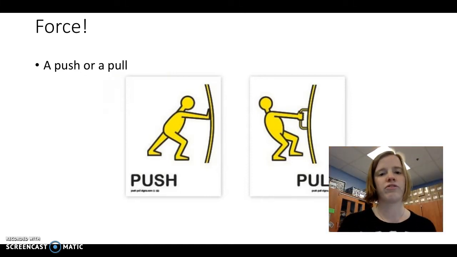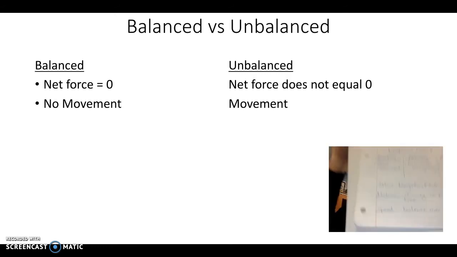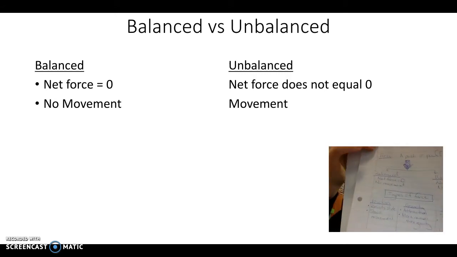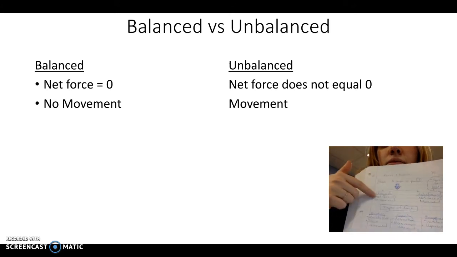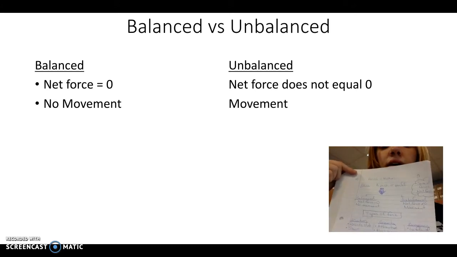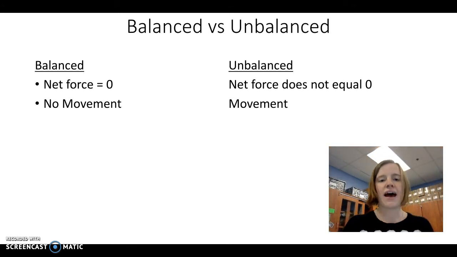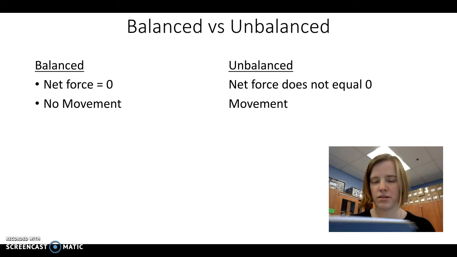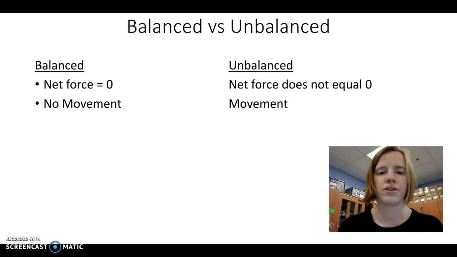Again, this is just review from your vocabulary, but I wanted you to have it in your notebook. So I want you to do two columns after your arrow here, and then add little arrows to both sides, balanced on one side and unbalanced on the other. In a balanced force, the net force or the sum of forces equals 0, and there's no movement. In an unbalanced force, net force does not equal 0, it's anything but 0, and there's movement.